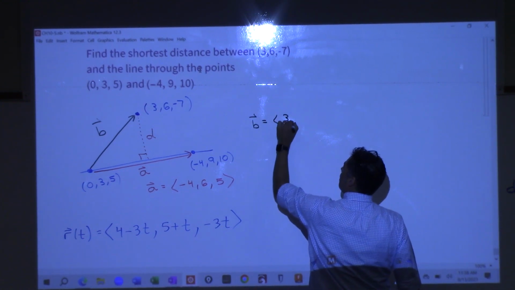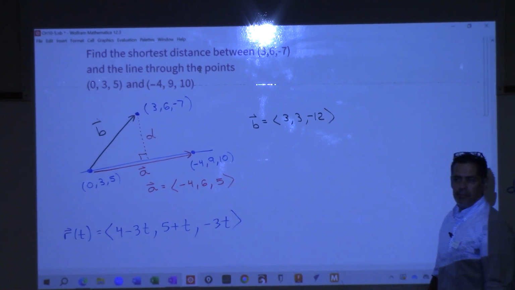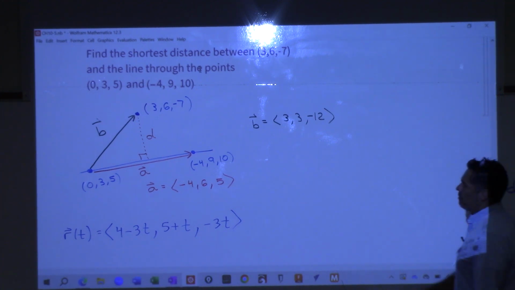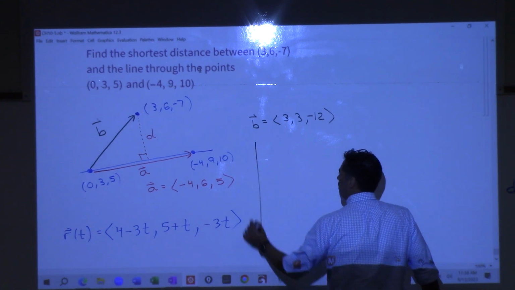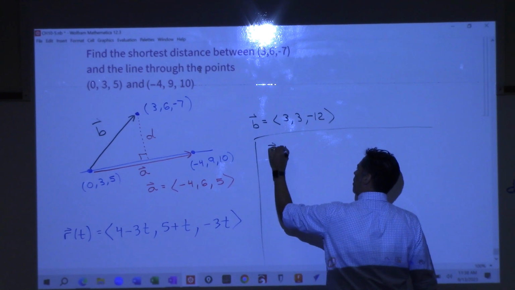3, 3, negative 12. Okay, there we go. So now we're ready. All we have to do is calculate this and we're done, right? We've got A, we've got B. So let's do this one piece at a time here. First, let's do the cross product. A, we're going to cross it with B.